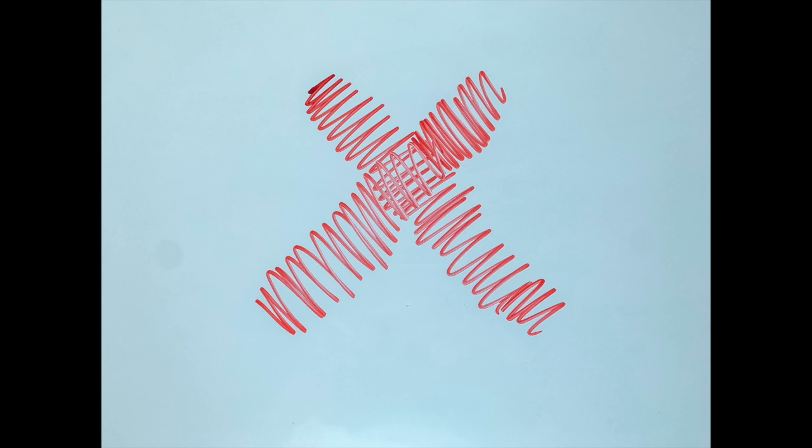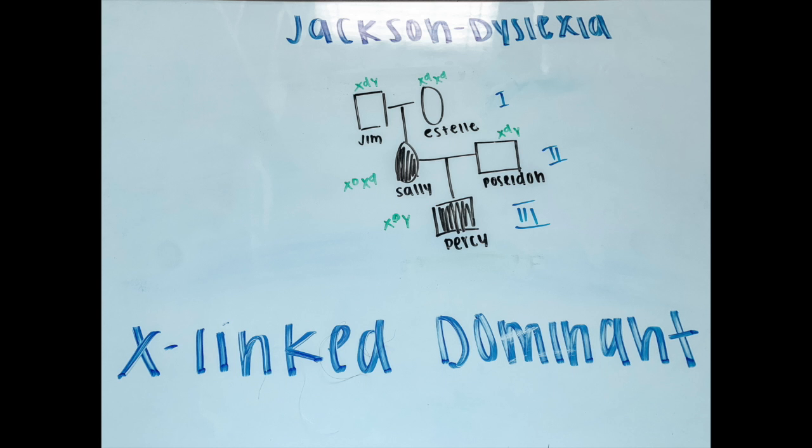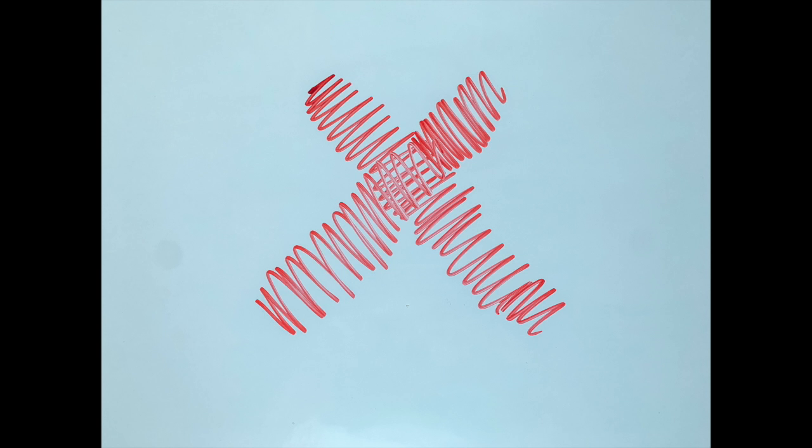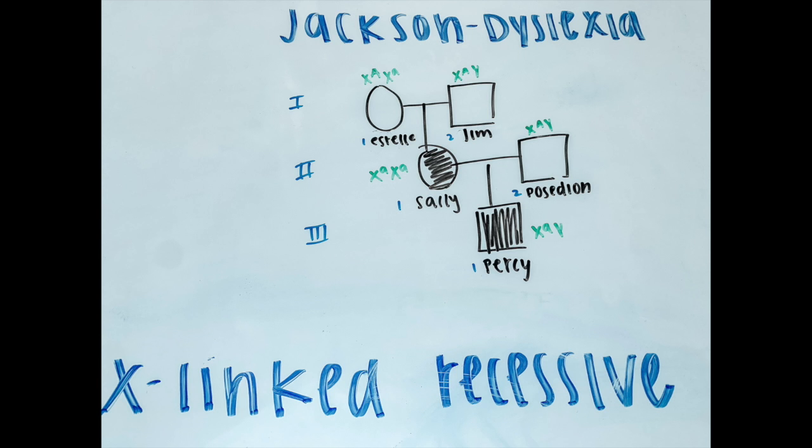Moving right along, the trait is not X-linked dominant. When a trait is X-linked dominant, the individual with the trait would have to have a genotype with a capital D. However, Jim and Estelle are both recessive, meaning that Sally can't be dominant. So X-linked recessive, nope. This mode of inheritance is not applicable because the mother and father of Sally are dominant and she would be recessive.